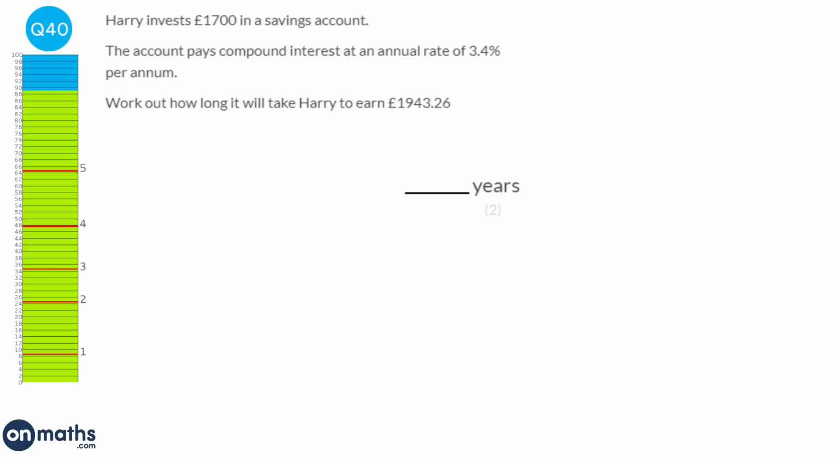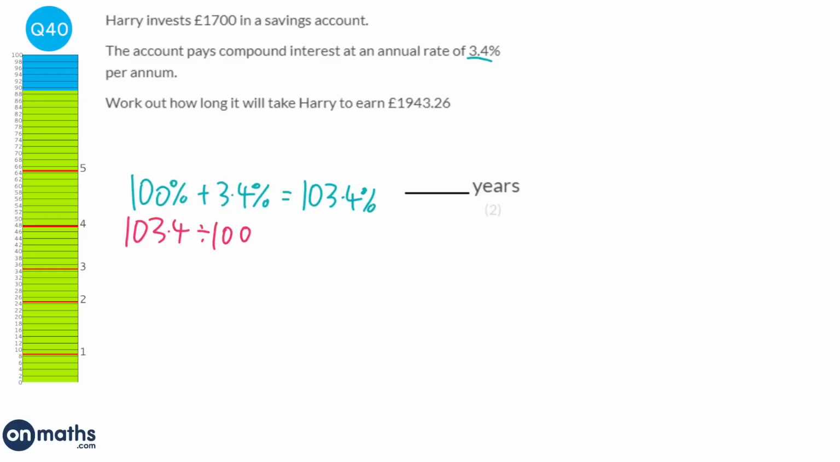So we're going to start off by finding the multiplier, and we start off with 100%. It's an increase of 3.4%, so we get increase 3.4%. And so that would be 103.4%. And then we need to make that a multiplier. So we're dividing it by 100. And so that would be 1.034. So anytime we times a number by 1.034, we'll increase it by 3.4%.